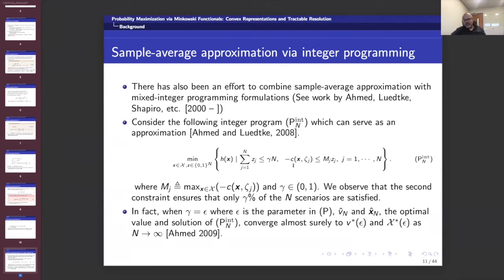There's also a lot of work by Shabbir Ahmed, Jim Luedtke, and Alex Shapiro using integer programming techniques. Essentially, you approximate the chance constraint using a combination of sampling and the introduction of binary variables, and you're able to use these types of sample average approximations to provide both convergence statements for the SAA solutions, as well as rate guarantees. This is work by Shabbir Ahmed all the way back in 2009.